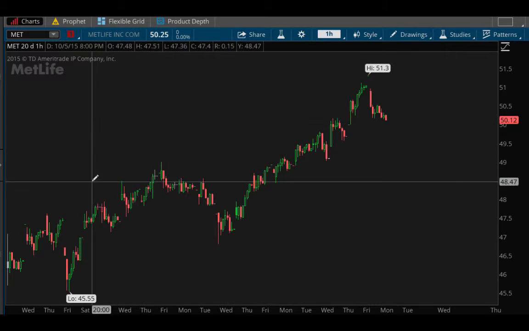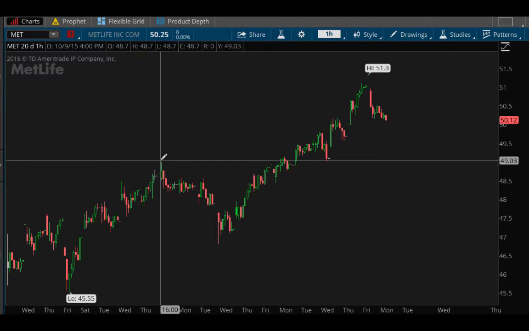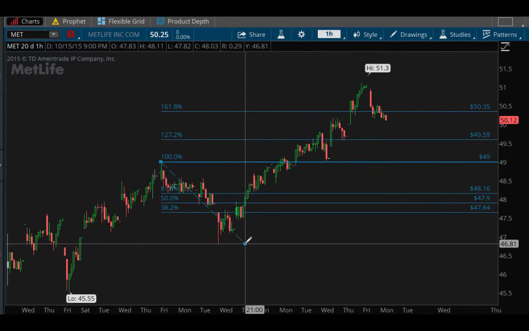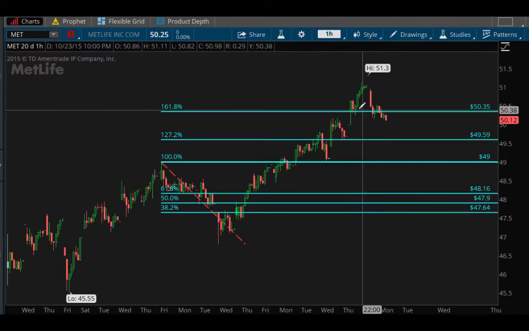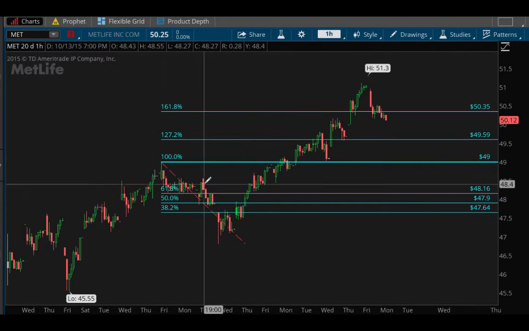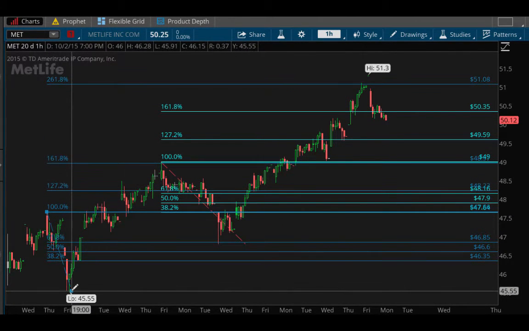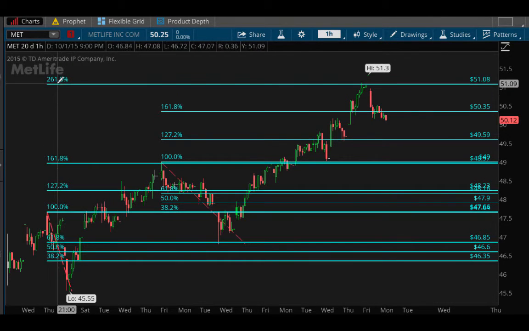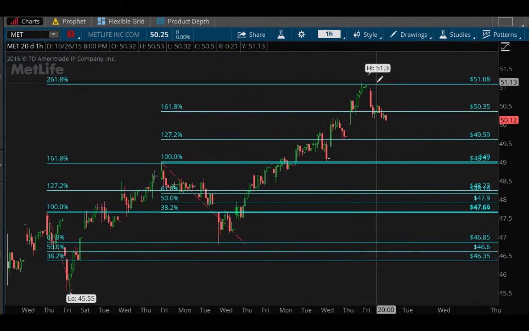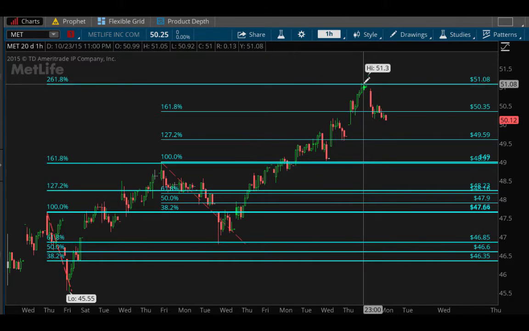In this case, on MetLife, you can see that there's actually two. So if we go swing high, swing low, we're going to get this consolidating area where the stock has ended up now. And then we can also go from swing high to swing low and see that this 261.8 actually was right around the top of the actual move.